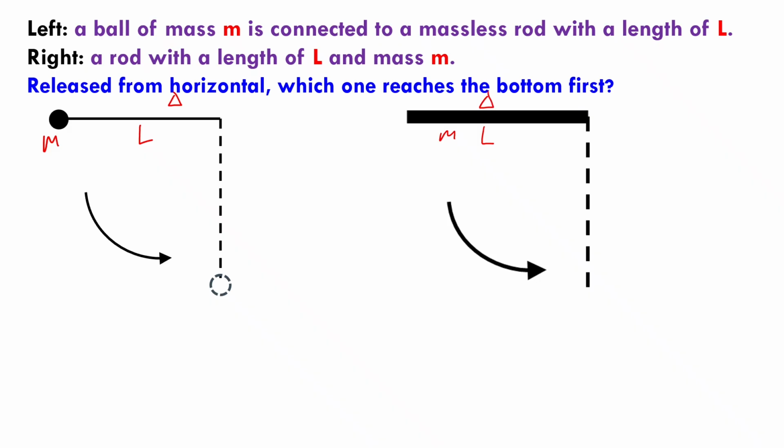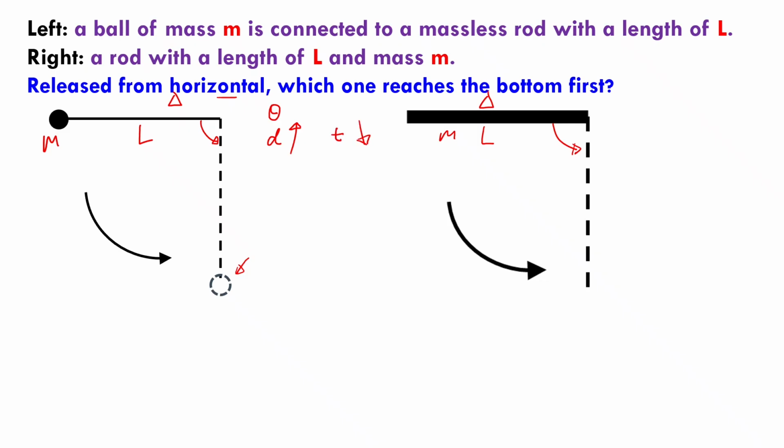So clearly this question is about rotation. If released from horizontal, whether the ball or the rod goes to the bottom, the angle it rotates is the same. So the angular displacement is the same, which is 90 degrees. So theta is the same. If we know the angular acceleration, we should be able to predict the time. If you have a larger angular acceleration, then the time would be shorter.